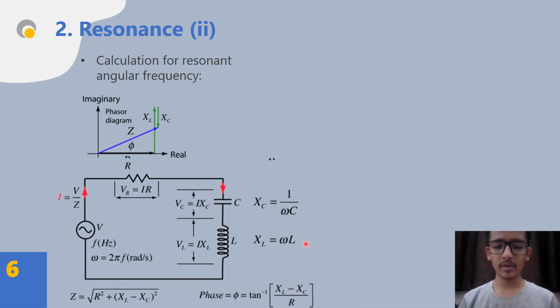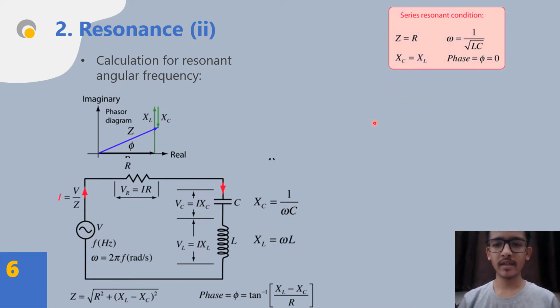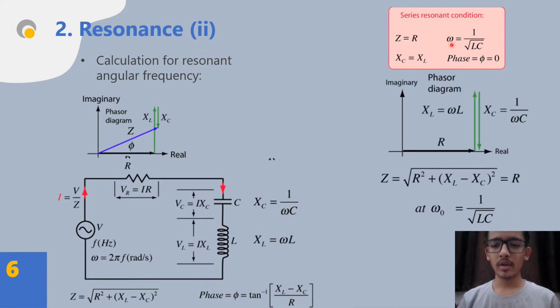So at resonance, X_L is equal to X_C, as we have seen from the previous slide. So Z becomes equal to R, which is purely real, and the phase angle is equal to 0. And if we put the values of X_L, which is omega L, and X_C equal to 1 by omega C, we can easily see that omega is equal to 1 by root LC. And this is the phasor diagram for resonance, where we can see that X_L gets completely cancelled by X_C.